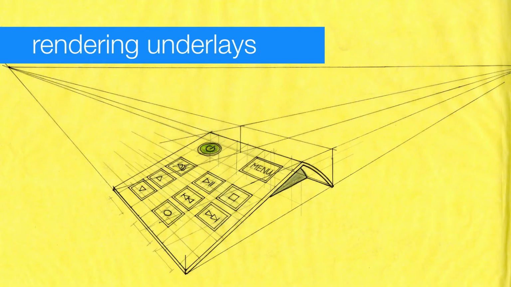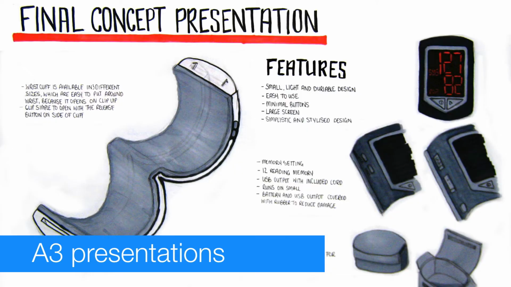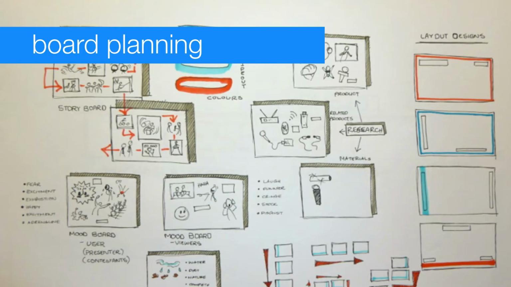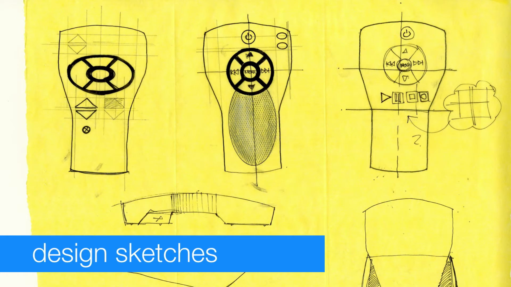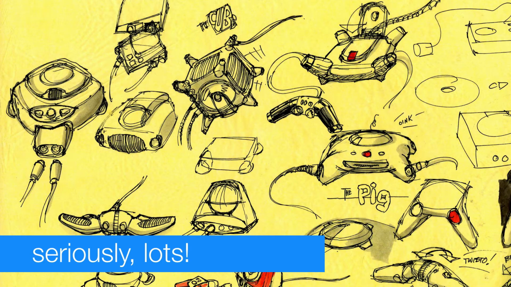It even includes rendering underlays, preparation for full renderings. And it can include A3 presentations of intermediate design submissions. So as long as it fits into A3 and is paper-based, it can go into the DDR. Even board planning for presentations can go into that. And of course, lots of design sketches. Lots and lots of design sketches.